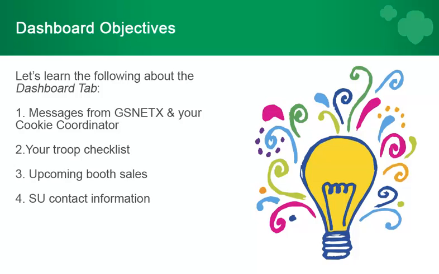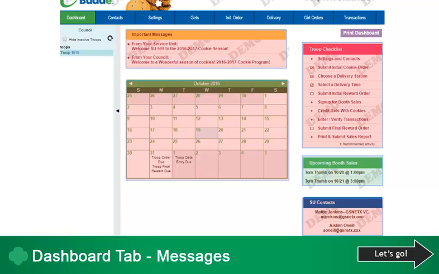Now that you know how to log in, let's learn about the Dashboard tab and all of its features. The dashboard contains messages from Girl Scouts of Northeast Texas and your cookie coordinator, a checklist, your troop's upcoming booth sales, and contact information for your service unit cookie coordinator and volunteer coordinator. Roll over the highlighted areas for different information about the Dashboard tab. The red areas are areas that Girl Scouts of Northeast Texas updates.